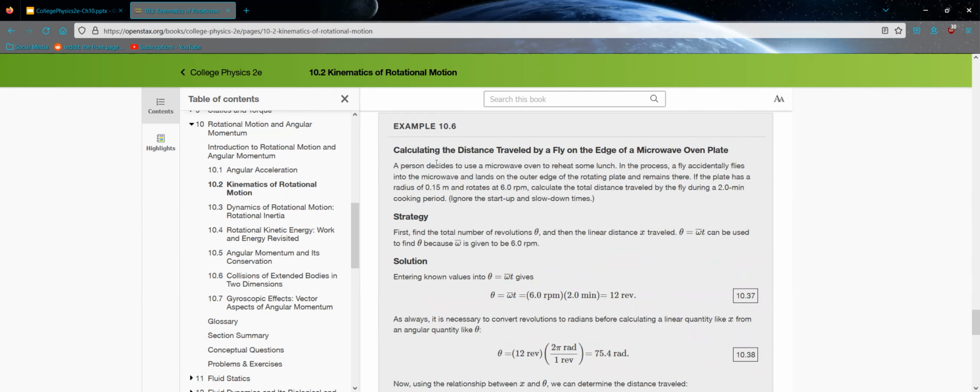All right, so calculating distance traveled by a fly on the edge of a microwave oven plate. A person decides to use a microwave oven to reheat some lunch. In the process, a fly accidentally flies into the microwave and lands on the outer edge of the rotating plate and remains there. If the plate has a radius of 0.15 meters and rotates about 6 RPMs, or rotations per minute, calculate the total distance traveled by the fly during said 2-minute cooking period.